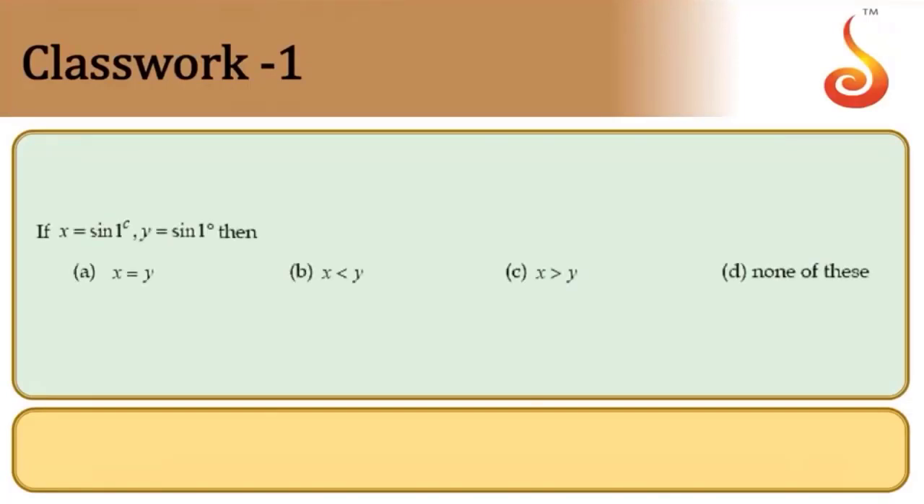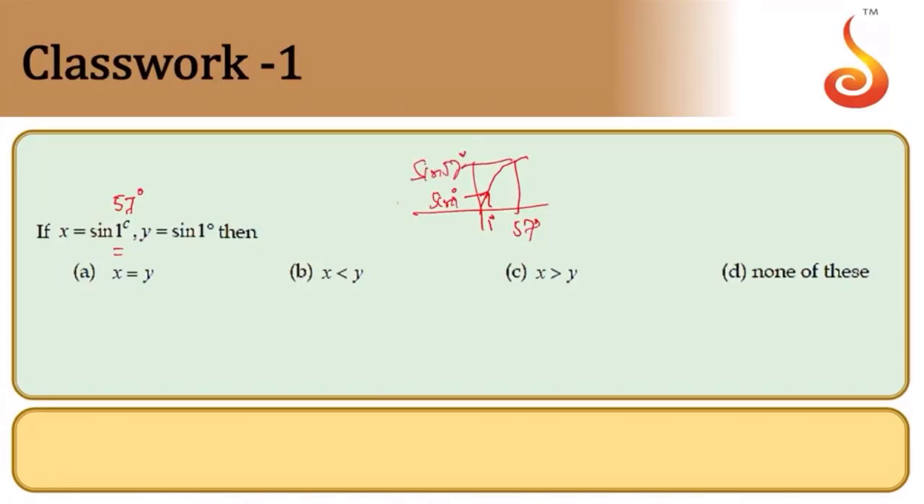So first one, x equals sine 1 radian, y is equal to sine 1 degree. When compared to this one, sine 1 radian is approximately 57 degrees. Clearly you can see that as you move from left to right, the sine function is increasing. So sine 1 degree and sine 57 degrees.